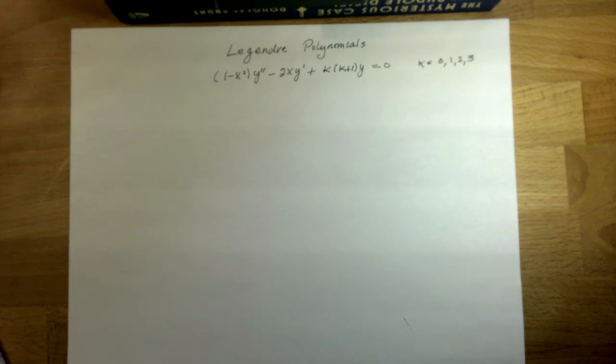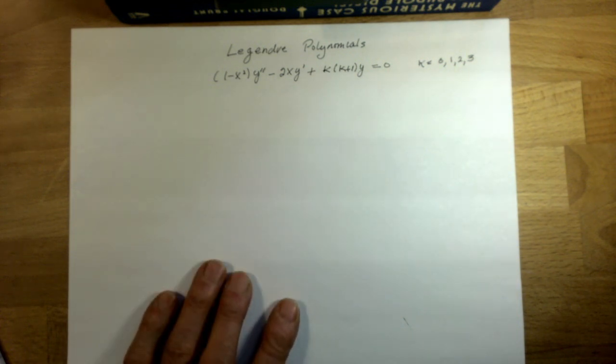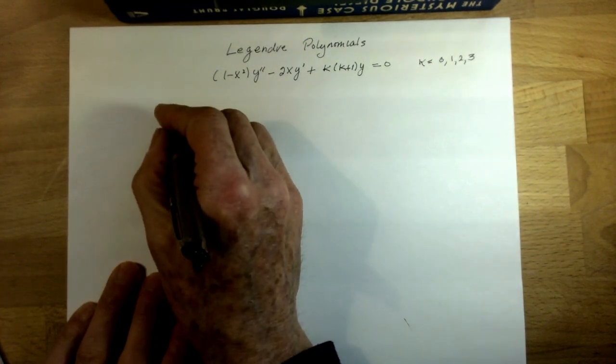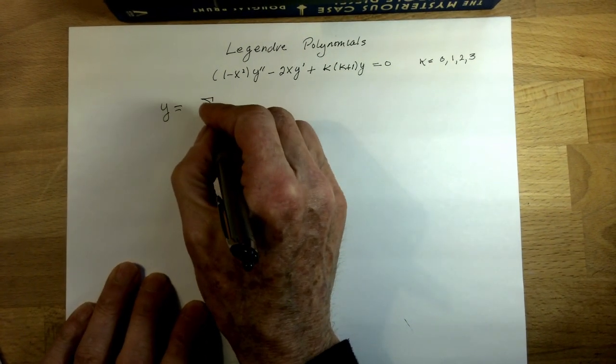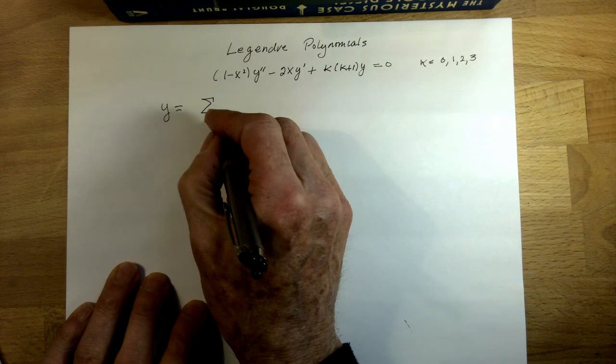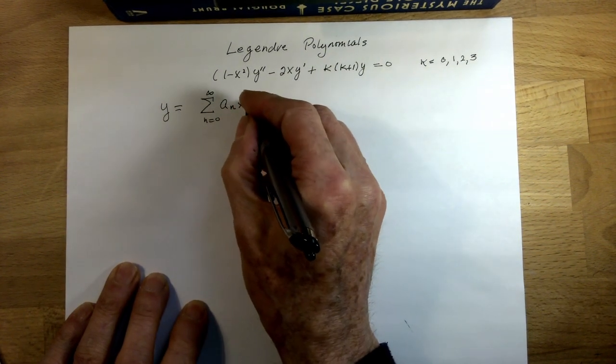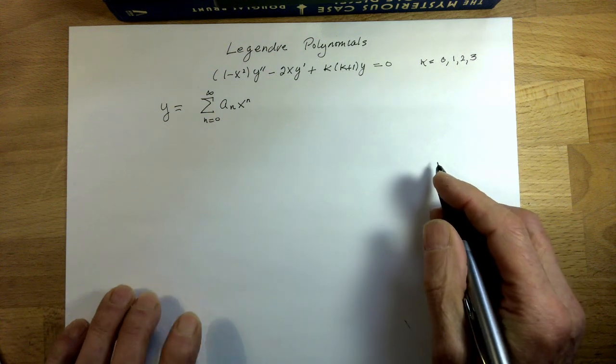One of those solutions is going to be a polynomial of degree k. That is, the highest power is going to be x to the k. The other solution is going to continue indefinitely, and we're not going to be that interested in those. Now, first, of course, what we're going to do is set y equal to the sum n equals 0 to infinity a sub n x to the n. And we're going to plug that into this equation.